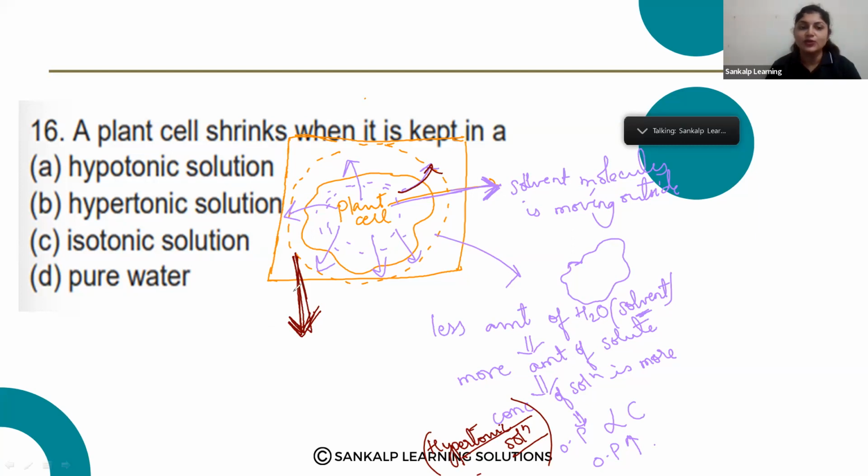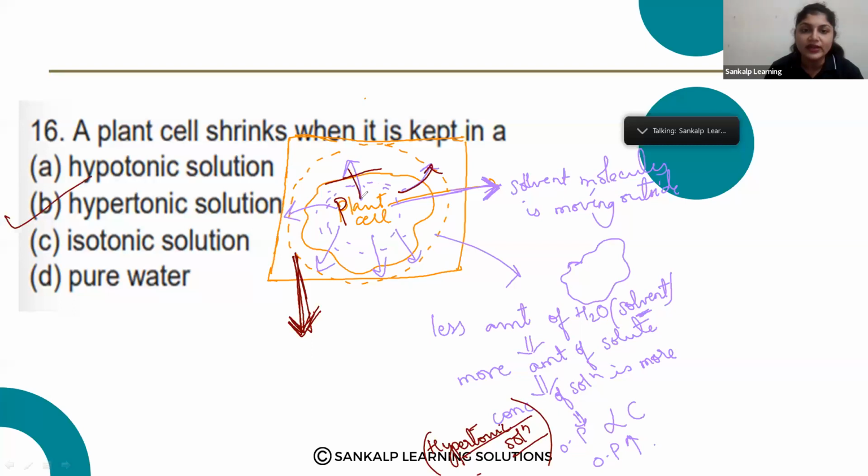So always you know that in osmosis, what will happen? It goes from a higher concentration to a lower concentration through a semi-permeable membrane, right? So the answer is hypertonic solution.